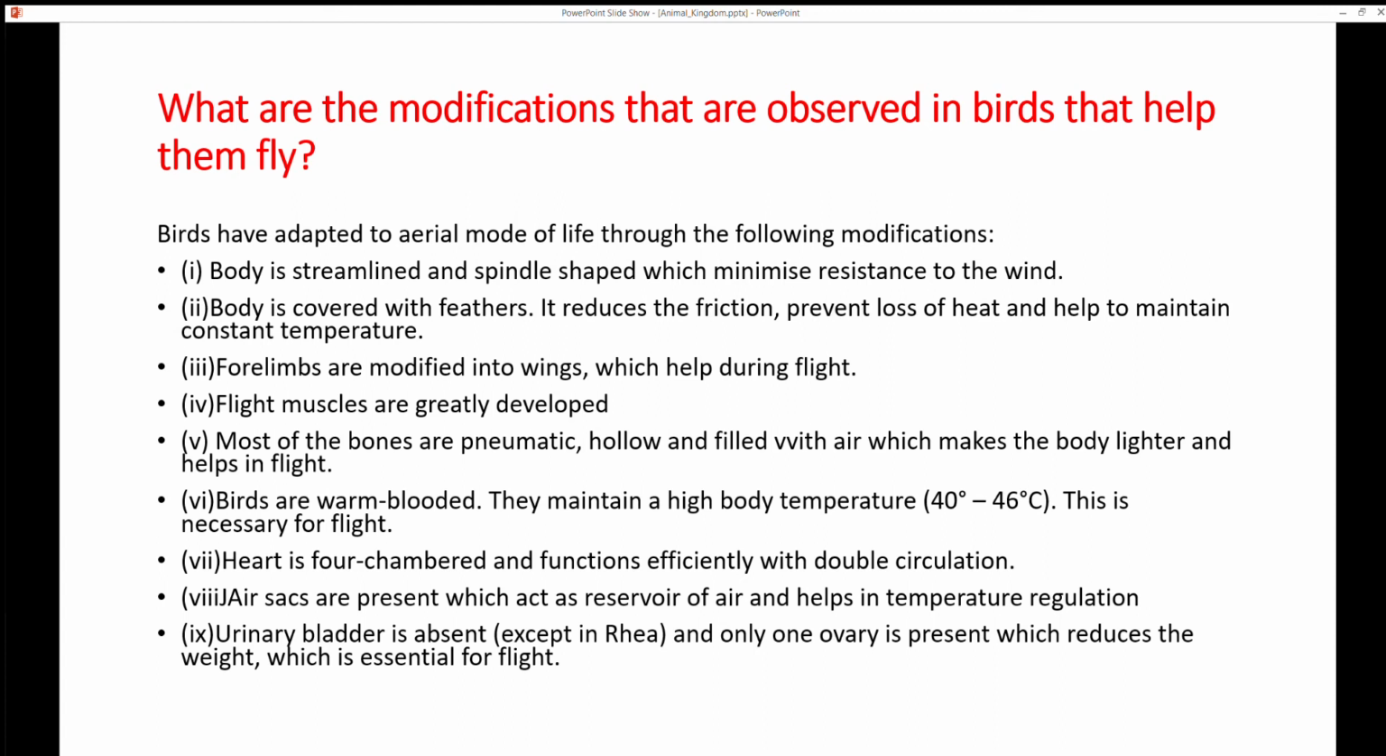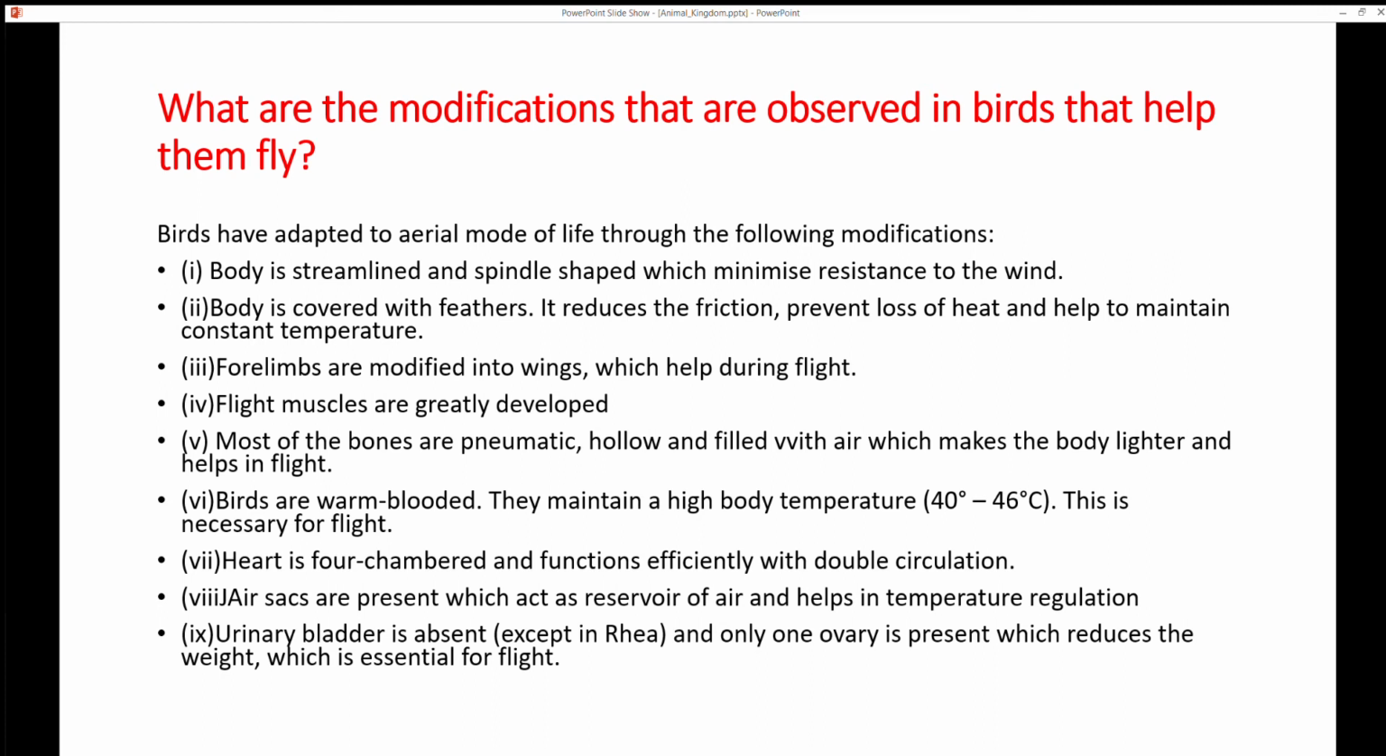What are the modifications observed in birds that help them fly? Birds have adapted to an aerial mode of life through the following modifications. Not only birds, all other organisms, according to the temperature and where they live, automatically develop body organs and adjust to those environments. For these birds, the body is streamlined and spindle-shaped, which minimizes resistance to wind, so that it can fly and go fast in the sky.